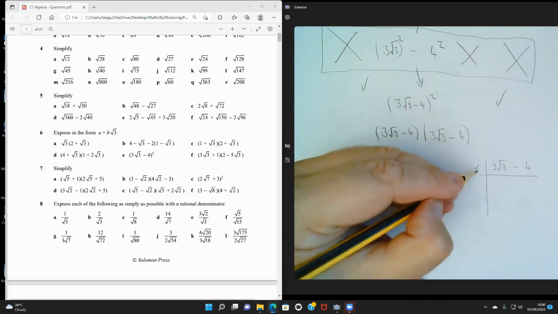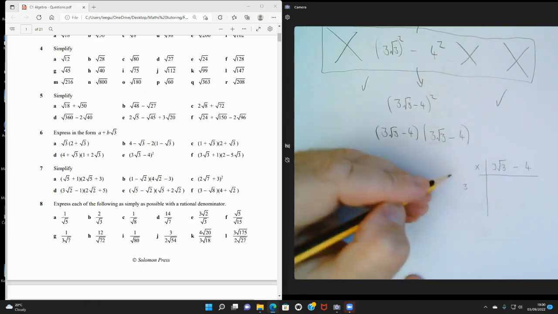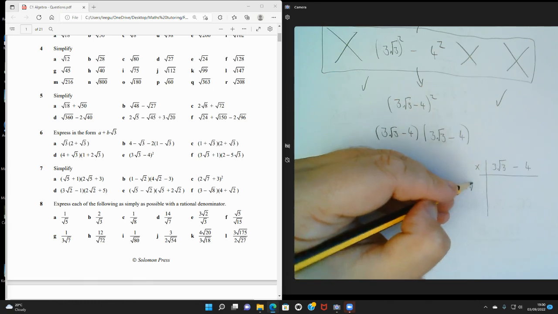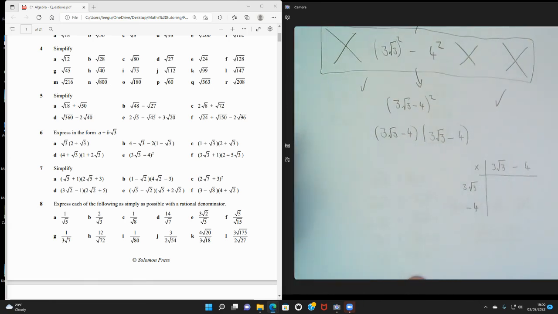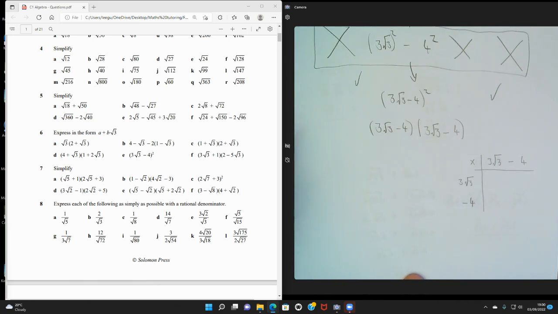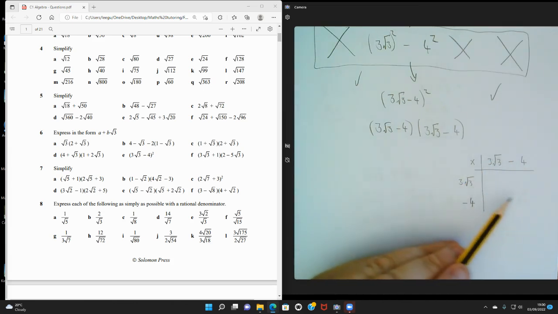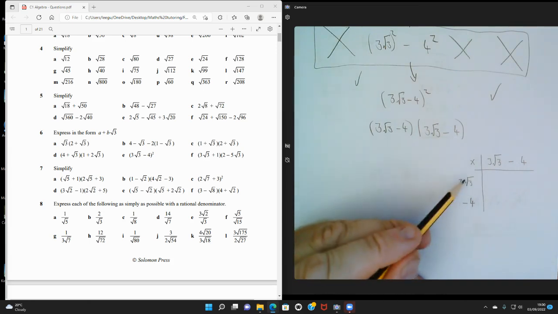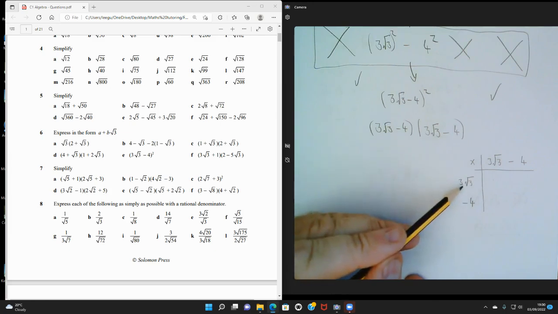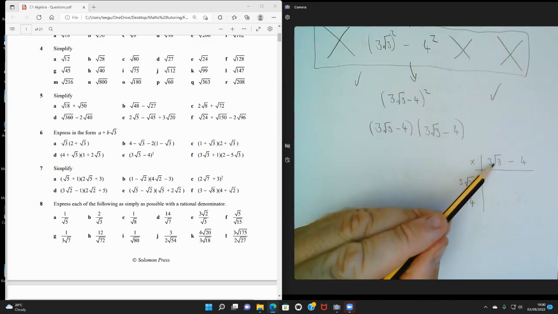But the grid method is useful when it comes to A level, because there's a topic we need to look at called the binomial expansion. And sometimes with the binomial expansion, we do have to multiply together really, really long expressions. And when we have to do that, this approach is easily adaptable to having a much larger thing that we're multiplying together. So first of all, this term has come from 3 root 3 times 3 root 3.